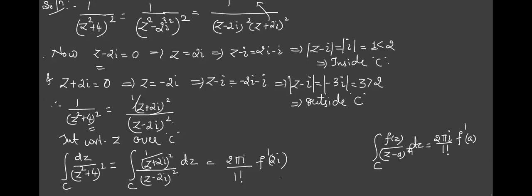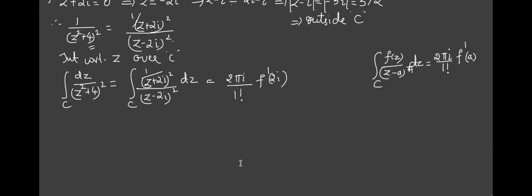Okay, now we need to substitute the value. For this, we require f of z. Can anybody tell me what is f of z? Compare these two. What is my f of z? No, it is the entire numerator. 1 by z plus 2i, the whole square. Yes, this is z minus a. My f of z is 1 upon z plus 2i the whole square.